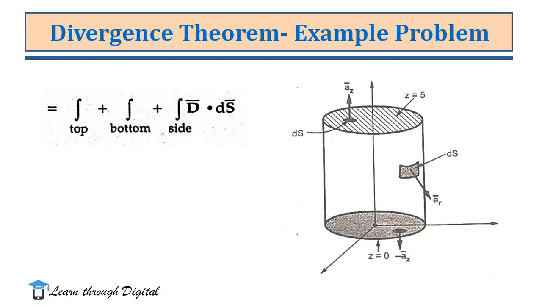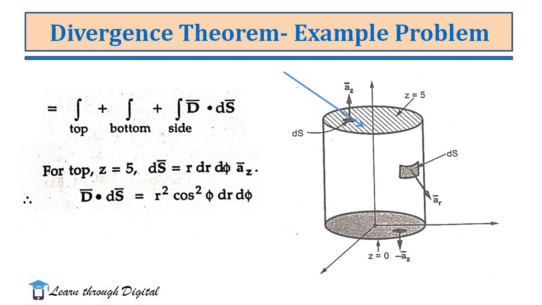This is the cylinder. Here z is equal to 0 at the bottom. For the top, z is equal to 5. First, we are going to evaluate the integral over the top surface. For top, z is equal to 5.